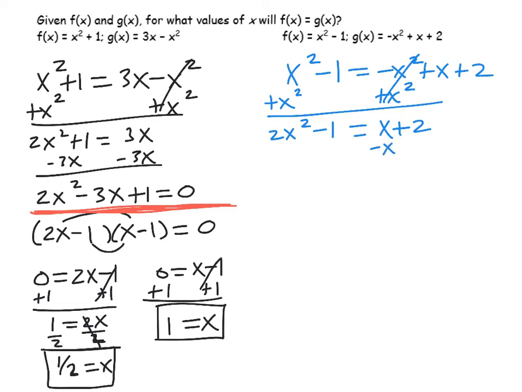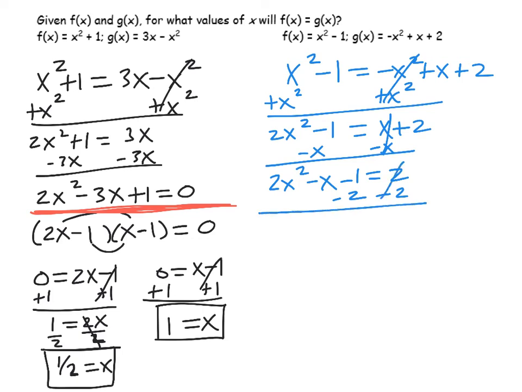Then you could take away x. There are no like terms over here for x, so we just add it in the middle. 2x squared minus x minus 1 equals 2. Then get our constant. 2x squared minus x minus 3. Okay. That's all kind of just getting it ready to solve.